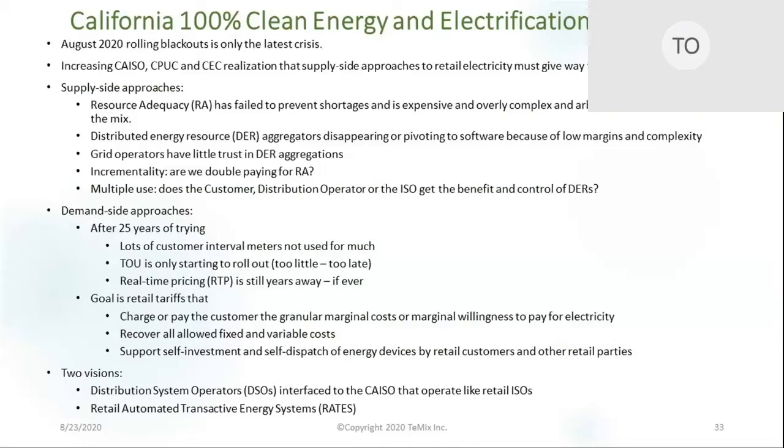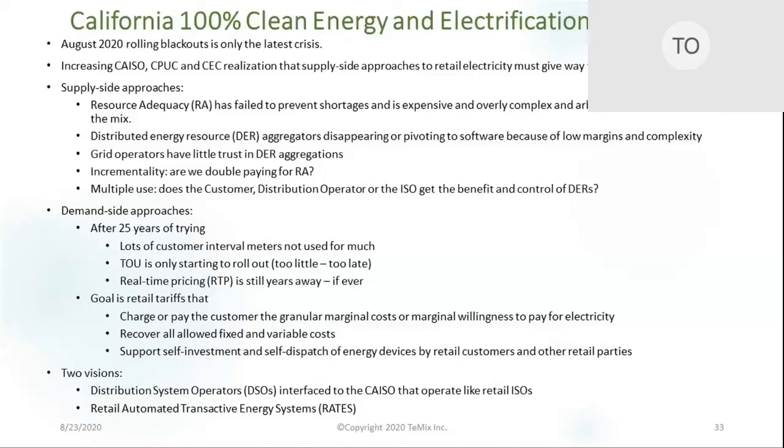So we keep learning from these crises. And I think there's an increase in realization by all of the major entities, the California ISO, CPUC, and CEC, and many other parties, that the supply side approaches to retail electricity must give way to demand side approaches. That is, trying to bid end customer loads and distributed assets into an essentially centralized dispatch market run by the ISO is too hard and really pretty inefficient.